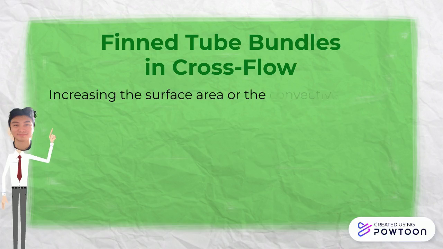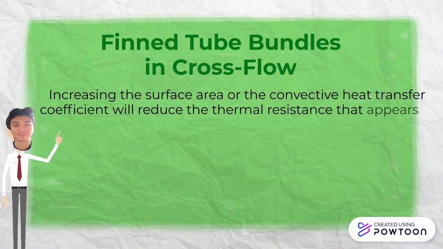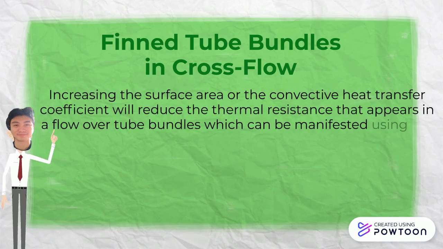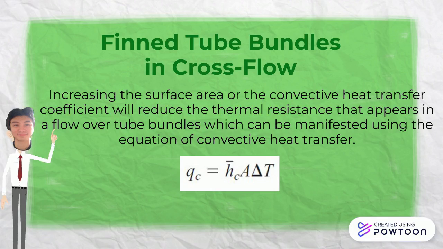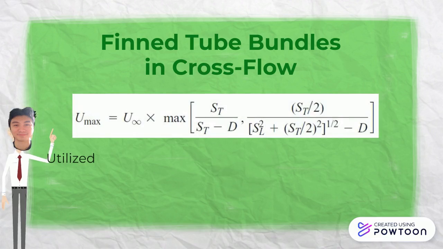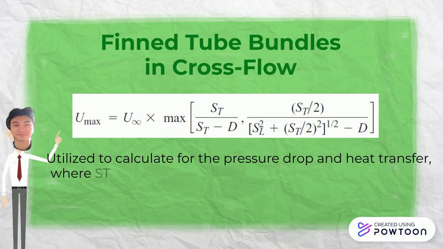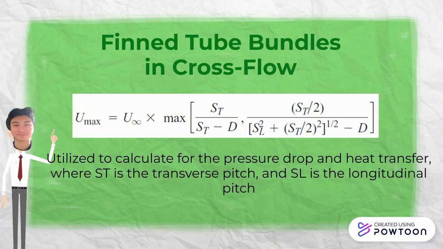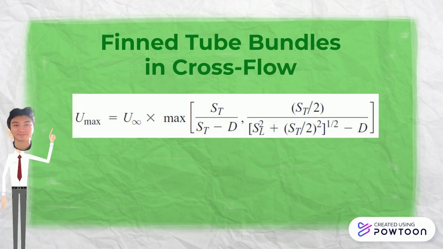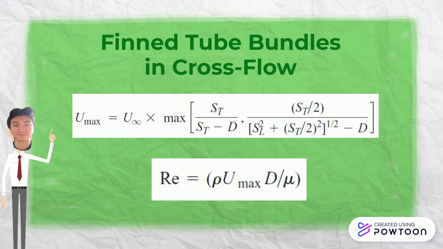Increasing the surface area or the convective heat transfer coefficient will reduce the thermal resistance that appears in the flow over tube bundles, which can be manifested using the equation of convective heat transfer. This equation can be utilized to calculate the pressure drop and heat transfer, where St is the transverse pitch and Sl is the longitudinal pitch. And also, the Reynolds number can be calculated from this equation.